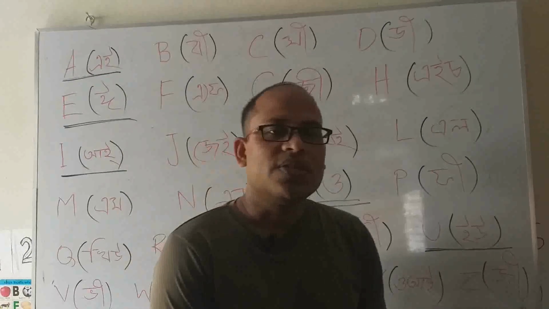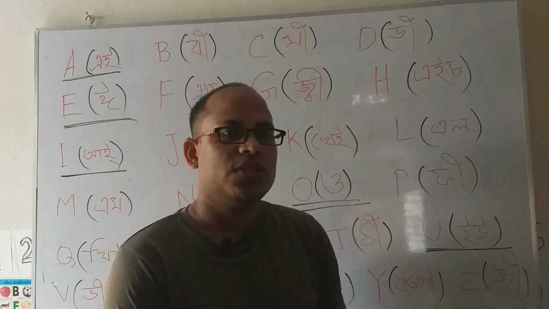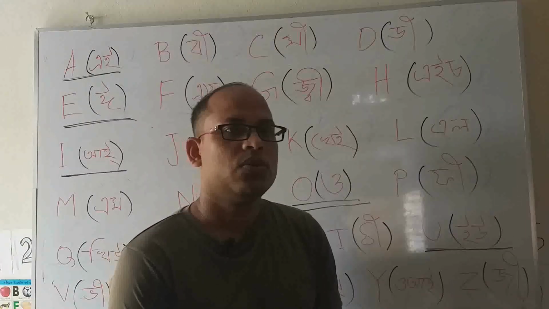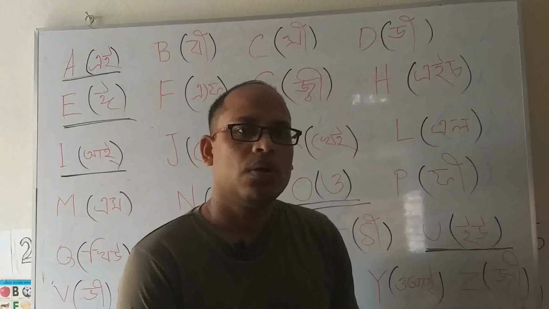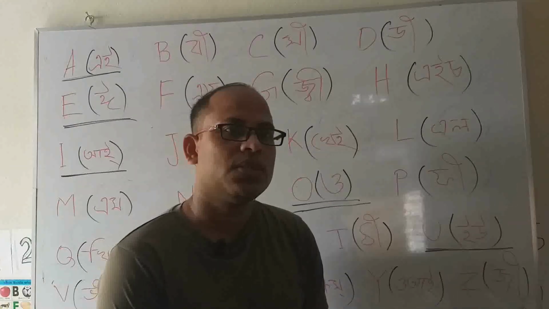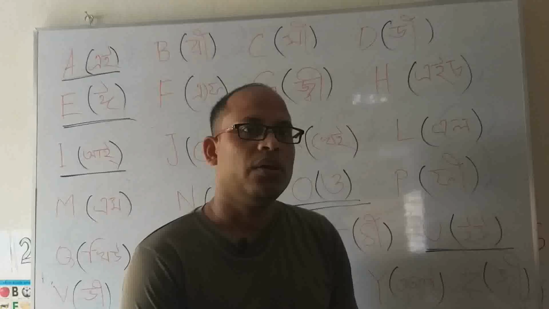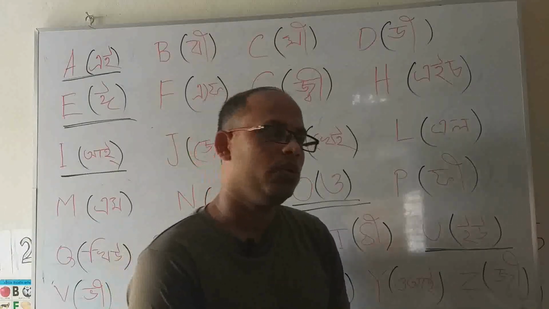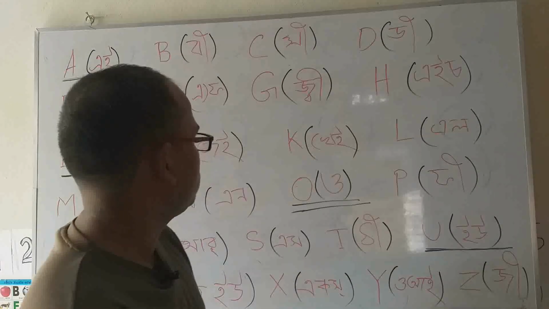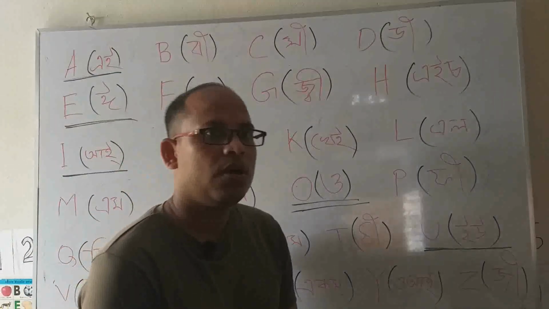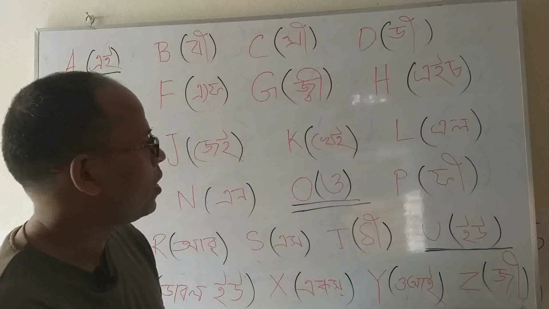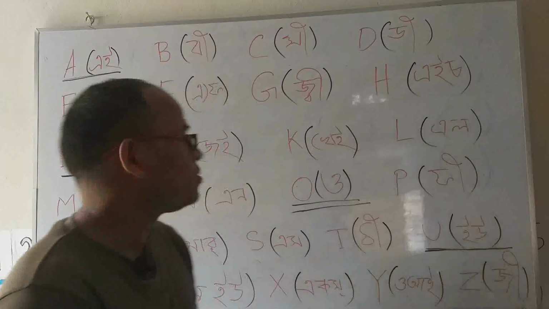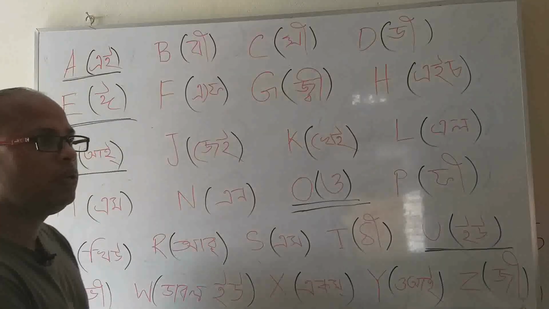There are 26 letters in the English alphabet. 5 are vowels and 21 are consonants. The vowels are A, E, I, O, U. So on this whiteboard, I have underlined the vowels. So let's get started from the beginning.